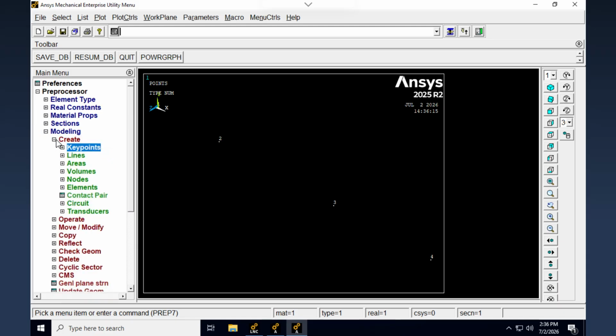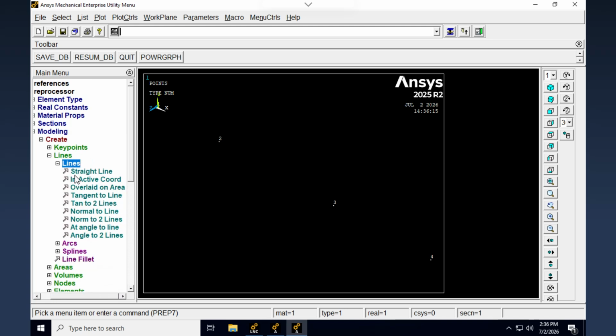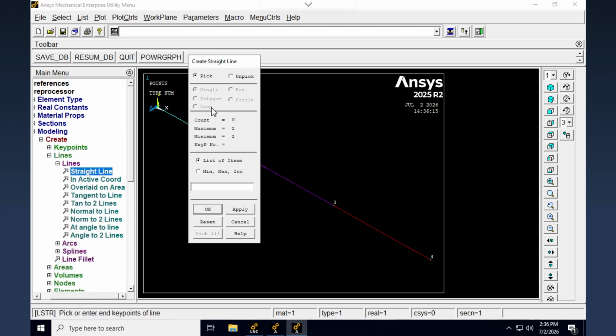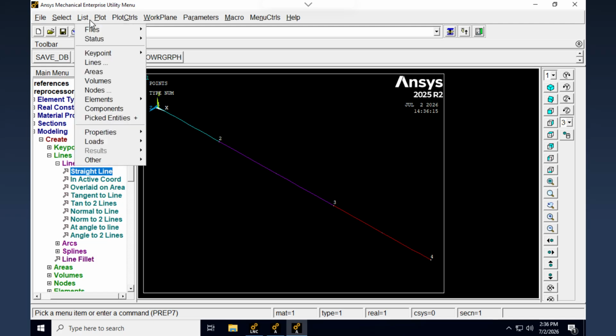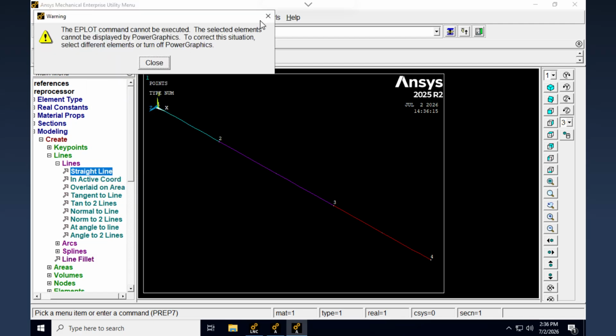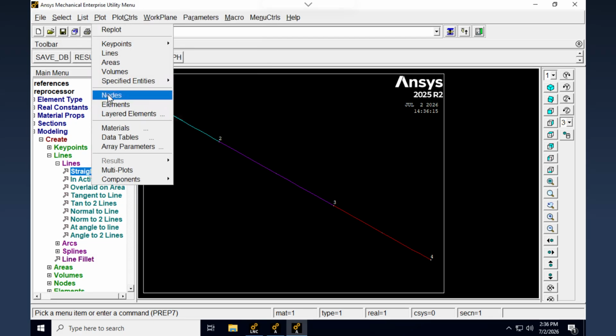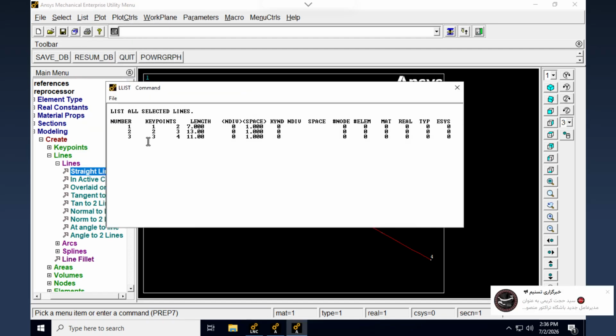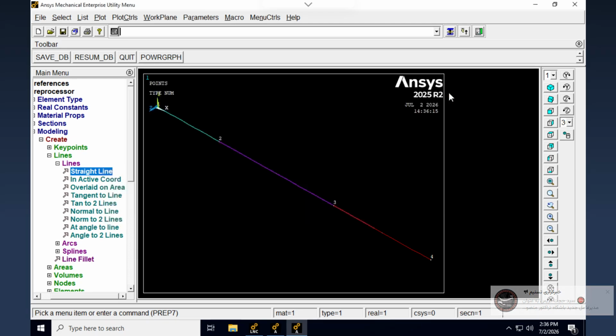So then I'm going to connect these key points through a line. So go here, create lines, and then lines, a straight line, go 1 to 2, 2 to 3, 3 to 4. So now I have 3 lines. So go here, these are my lines. If you like, you can look at the list of the lines that I have. Yeah, we have 3 lines. You see how the lines are connecting our key points.